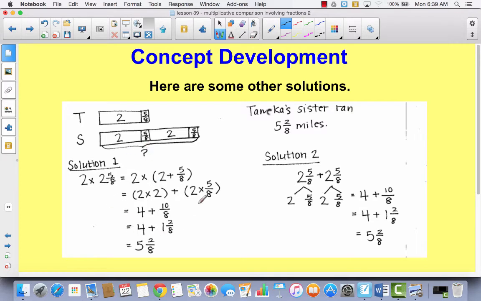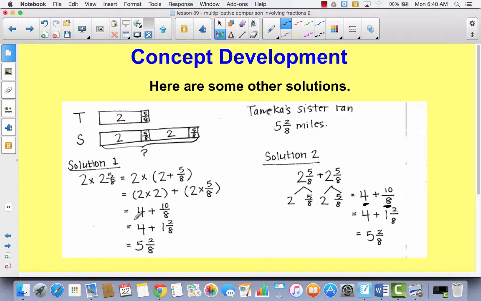Here's how they solved it, like I did. If you chose to use addition, you could have also done repeated addition: 2 and 5/8 plus 2 and 5/8. You can see here they just separated the whole numbers from the fractions and added the whole numbers together, which is 4 and 10/8.